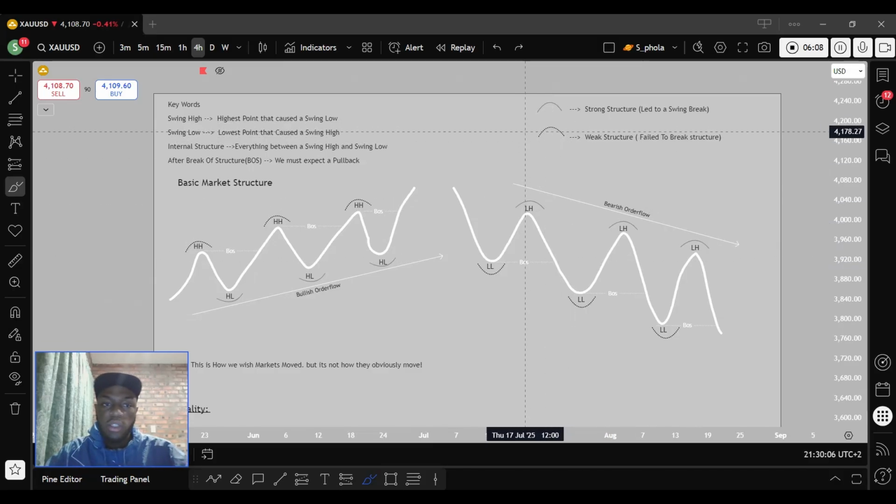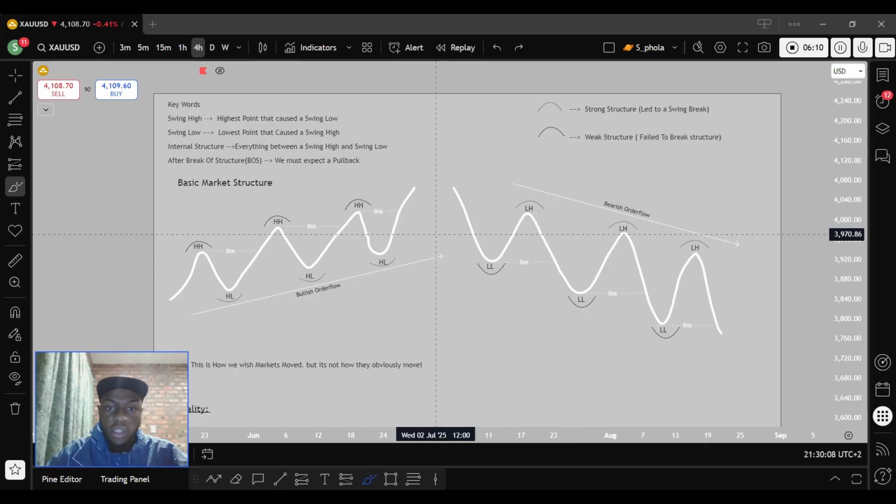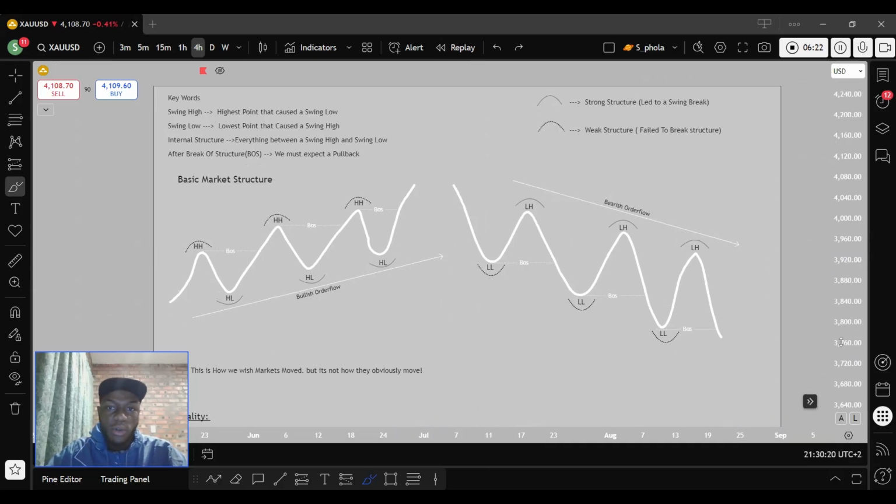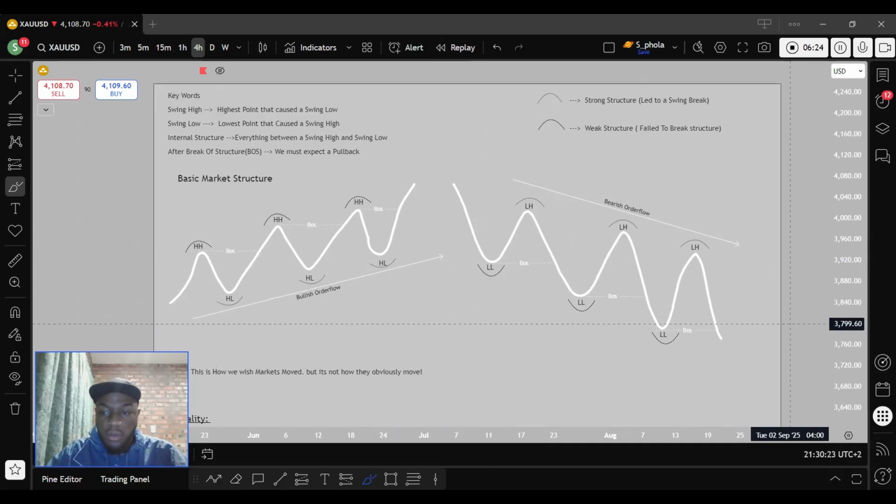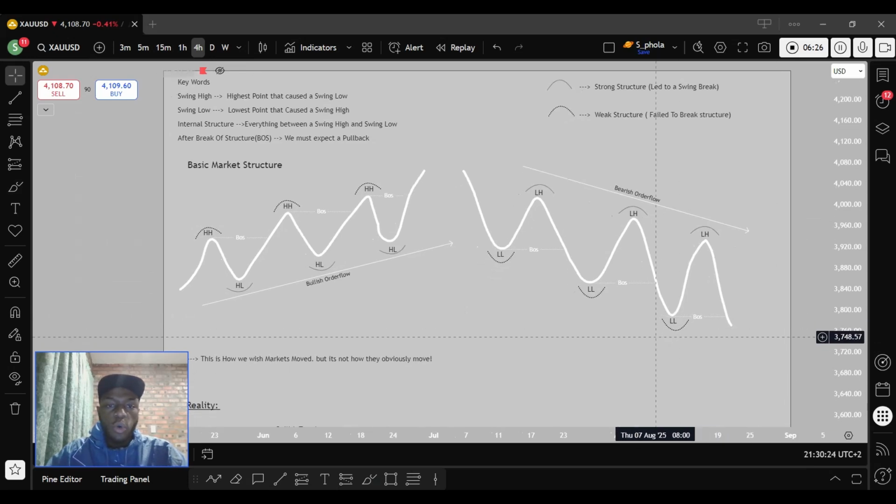Since we know our annotations and our keywords and all that, if you didn't get that, feel free to go back and re-listen to it until you understand it, right? But as for now, let's get to the gist of what this video is about. So cool. Here we have basic market structure.